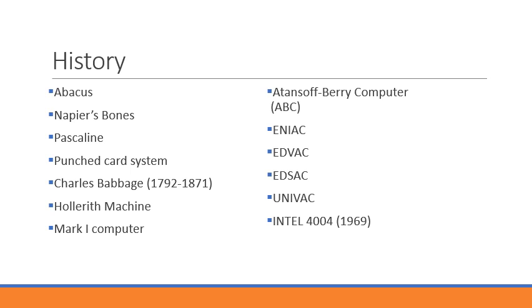Now, UNIVAC, Universal Automatic Computer. This is the first commercially available computer. UNIVAC represents the birth of modern computers.